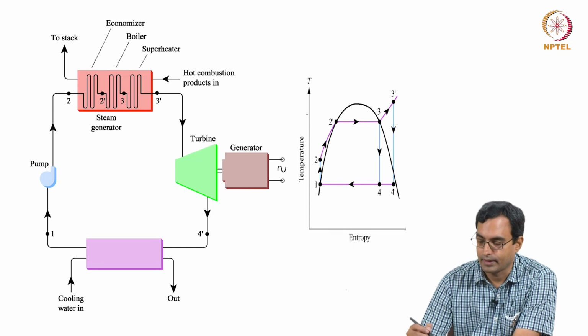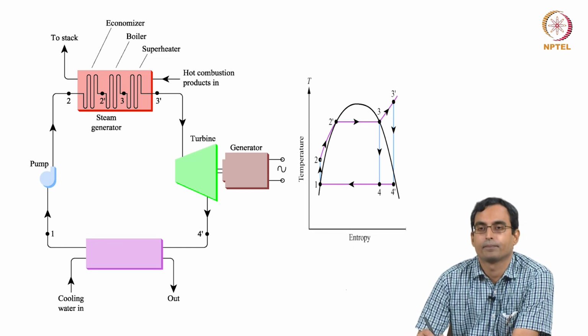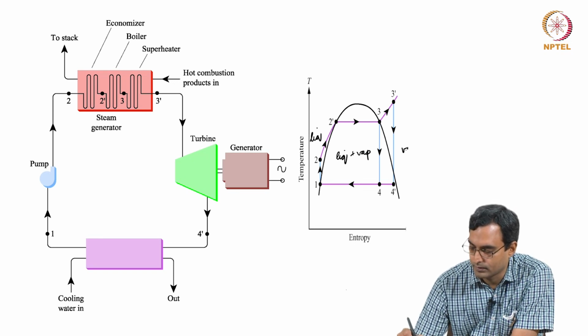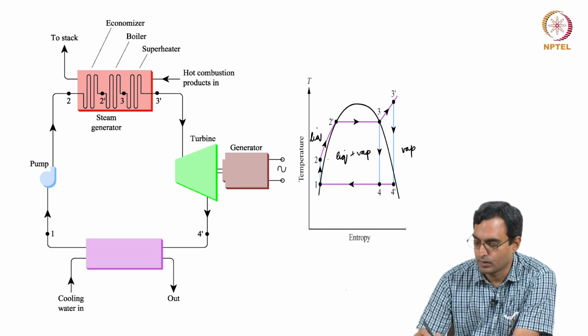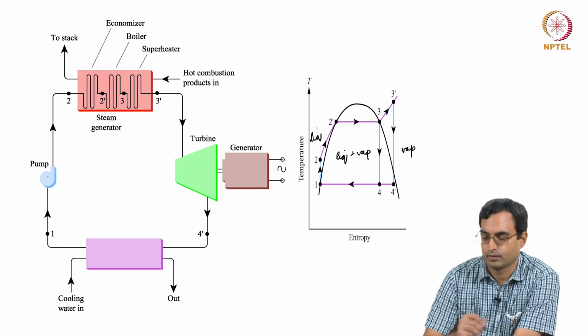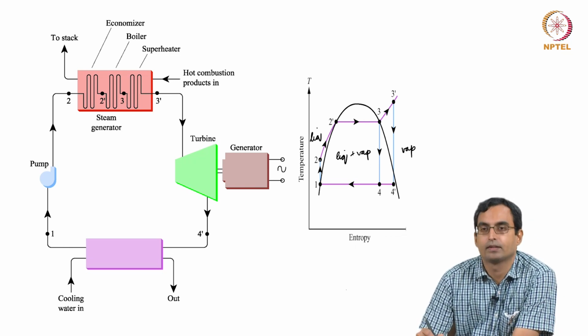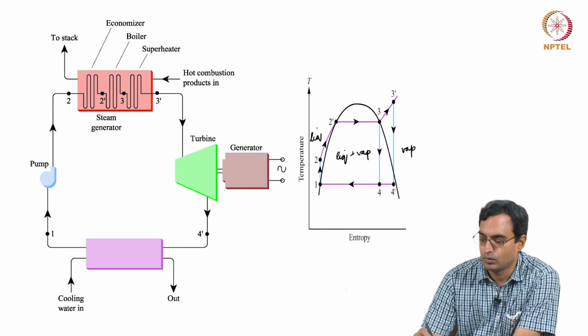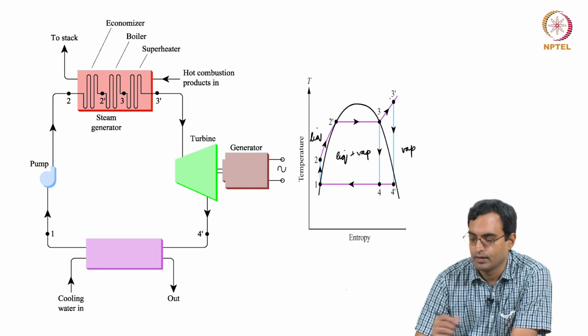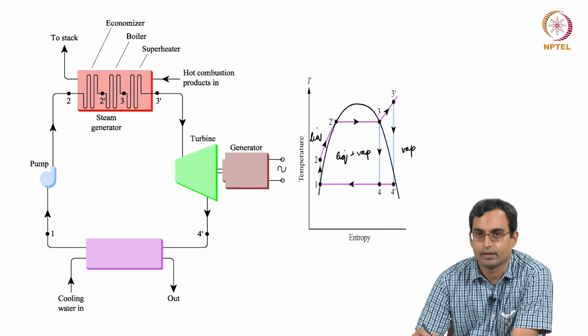If we look at this cycle again, 1 to 2 is the process where we have isentropic compression of only liquid. So, this is the liquid phase, this is liquid plus vapor and this is vapor. So, 1 to 2 is an isentropic process, entropy is constant. This process would happen in the pump. From 2 onwards, we have a constant pressure process, 2, 2 prime, 3, 3 prime and so on. This is the isobar. 2 to 2 prime is heat addition at constant pressure in a single phase, in the liquid phase.